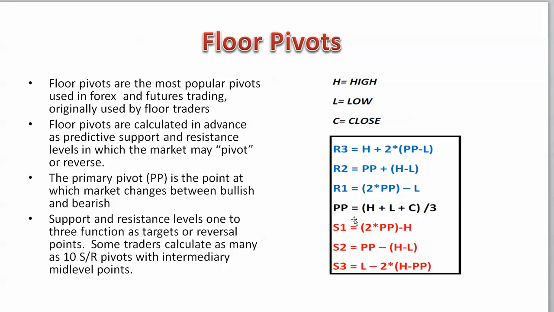Now support and resistance, and we see a comment at the bottom here: support and resistance levels 1 to 3 act as targets or reversal points, and some traders calculate as many as 10 support and resistance areas, meaning there are 20 different lines they may have on their chart. In a very fast moving, very active market, they'll trade those. Now we're just going to concentrate on the main pivots today.